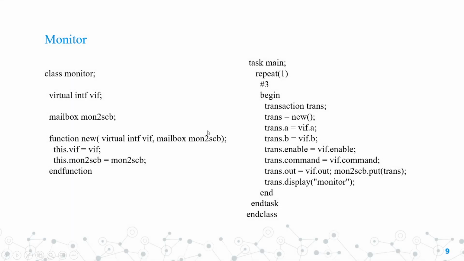And coming to the monitor class, we have to observe the data output from the design. So we have to take data, and for that we need an interface. Now we are again using a virtual interface, same as the previous one, vif. And now we are creating a new mailbox, monitor to scoreboard mailbox. By using this, we can take data from the DUT and send it to the scoreboard.